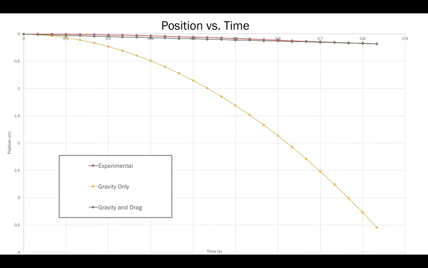It's clear that the drag force played a large role in the object's motion because there is such a difference between the observed data and the gravity-only model. The model accounting for drag does differ from the experimental data in the middle, but this can be accounted for by imperfect testing conditions like wind or other forces that could affect the data.